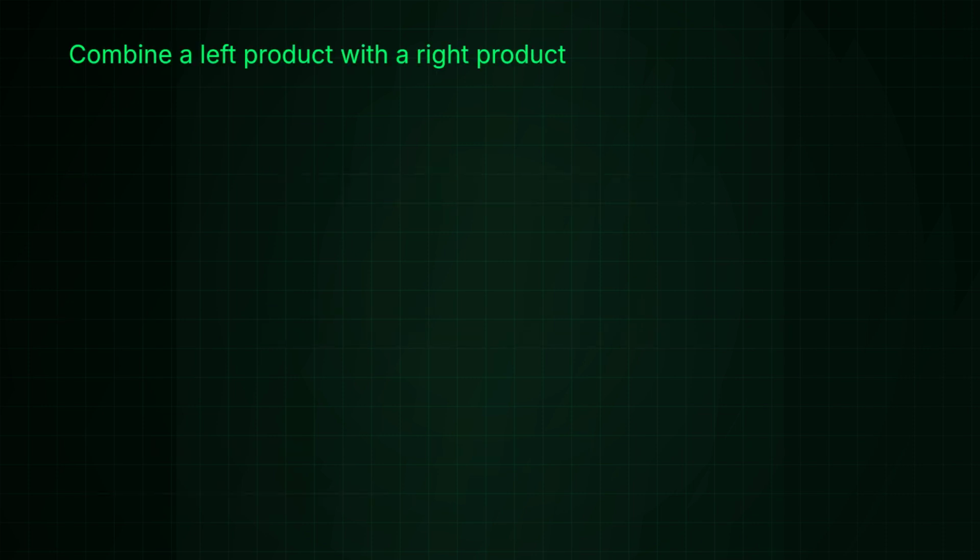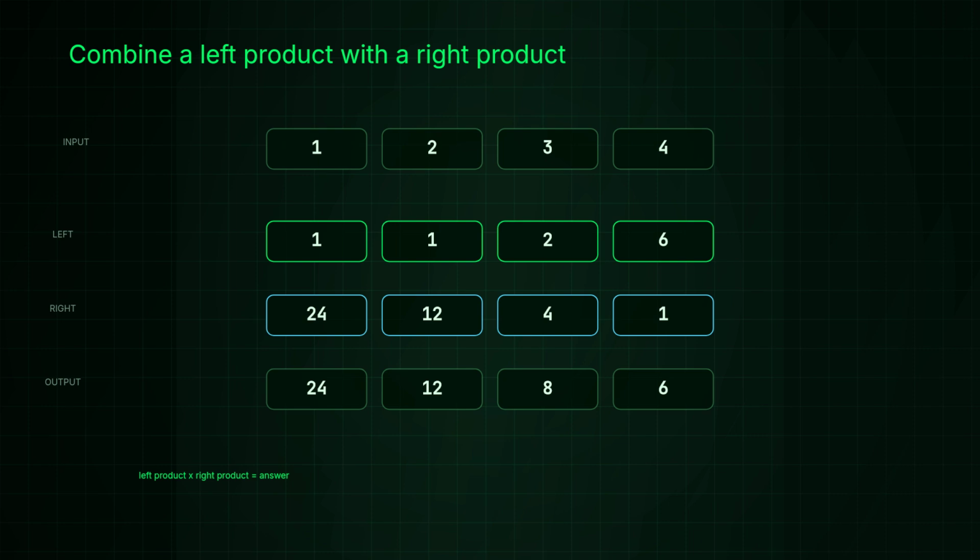Recomputing every product from scratch repeats the same multiplication. Store the product strictly to the left of each index, then multiply in the product strictly to its right. At an empty boundary, the product is 1, because multiplying by 1 does not change the result.